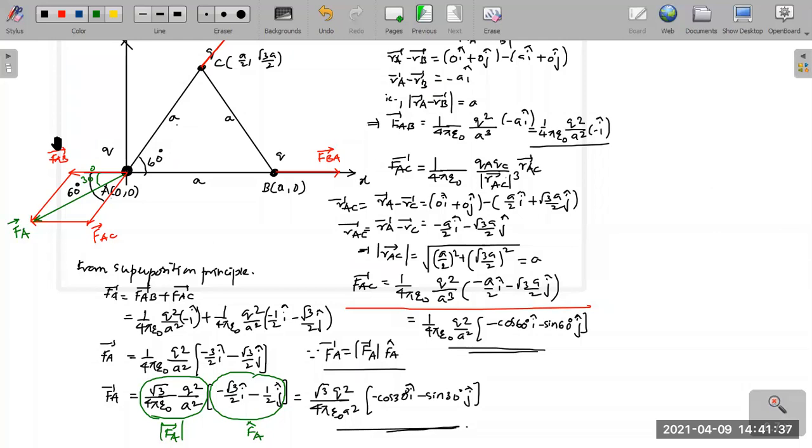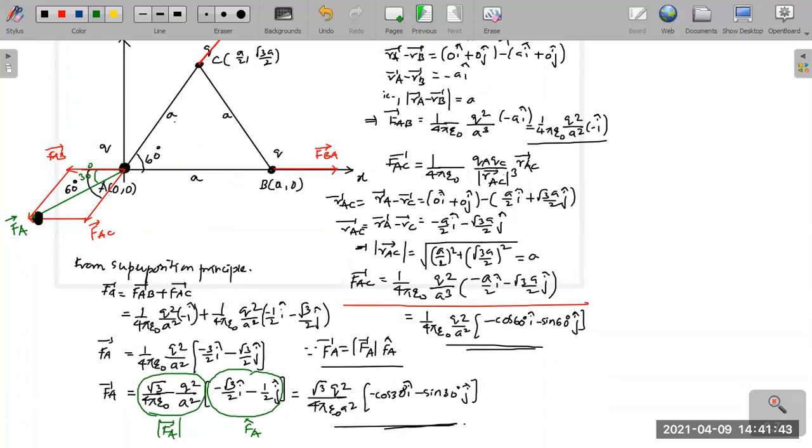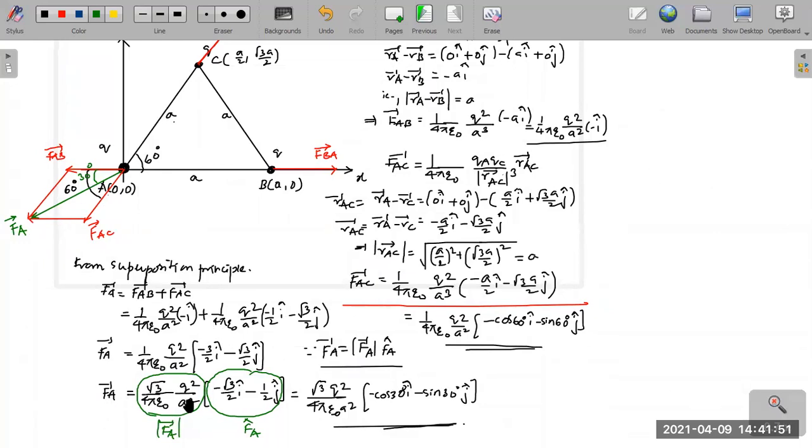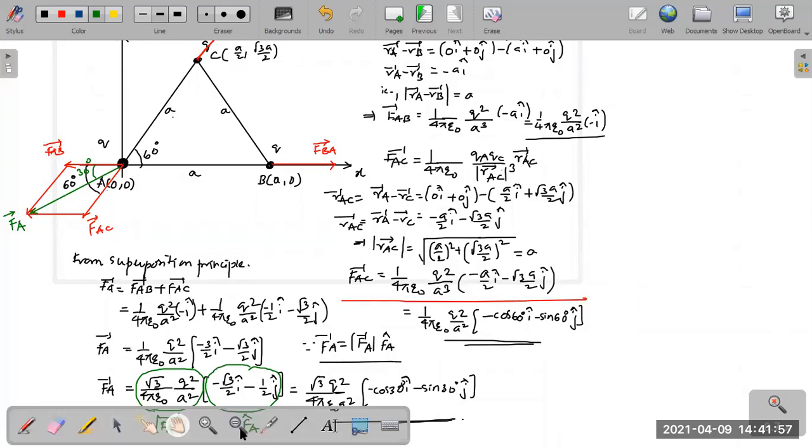Highlighted in green. The force on A is nothing but the vector sum of the forces from B and C, right? So here I have constructed a parallelogram and I said that this is the resultant. Now, any vector will be written as magnitude and direction, right? So this part is magnitude and this part is direction.